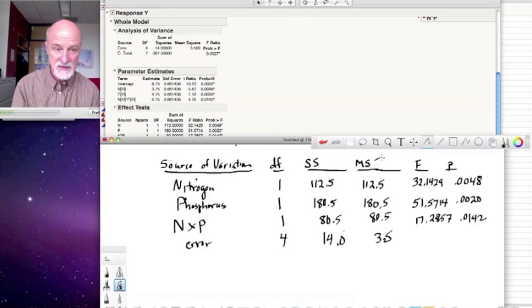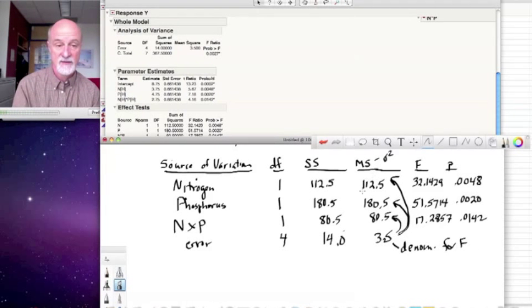This, by the way, the mean square is the variance that's distributed to each of those things. And this 17 comes from 80.5 divided by 3.5. And the 51 comes from 180.5 divided by 3.5. And the 32 comes from 112.5 divided by 3.5. So I'm drawing these arrows to show you what the denominator was for F in each case.